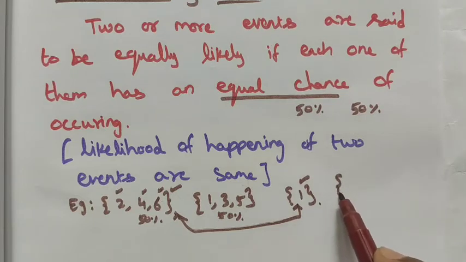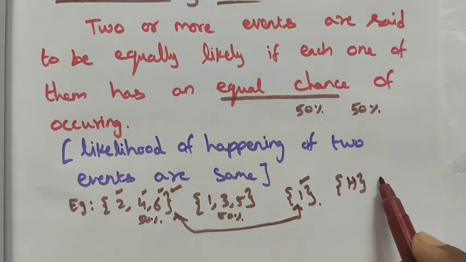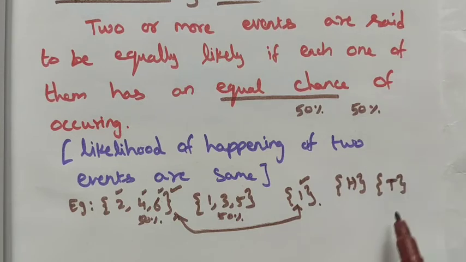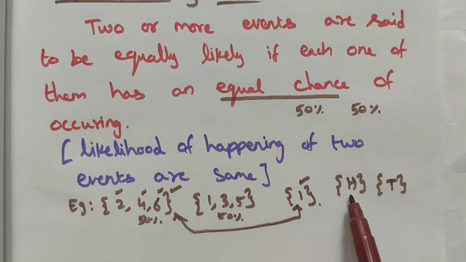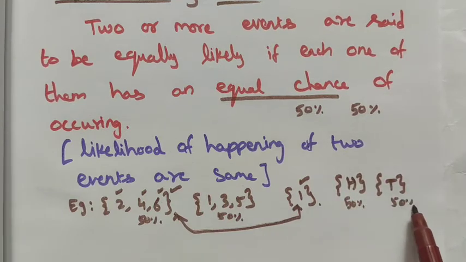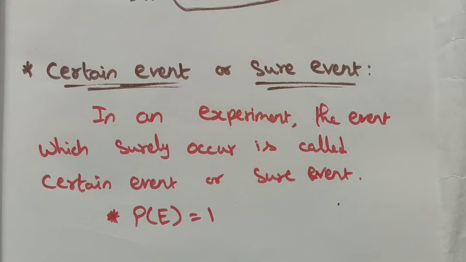And while tossing a coin, in the first event I get head, and in the second event I get tail. This is an equally likely event. That is 50%, both have equal chances. This is called equally likely events.